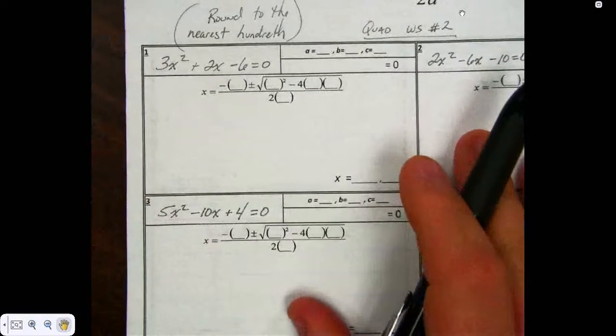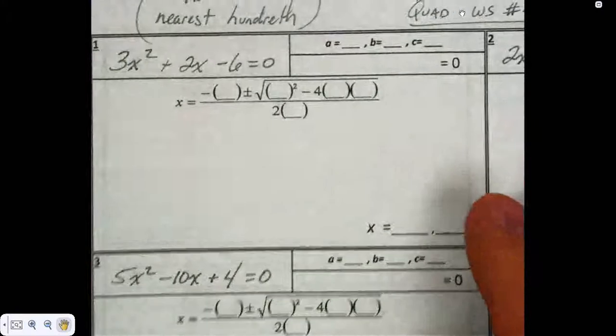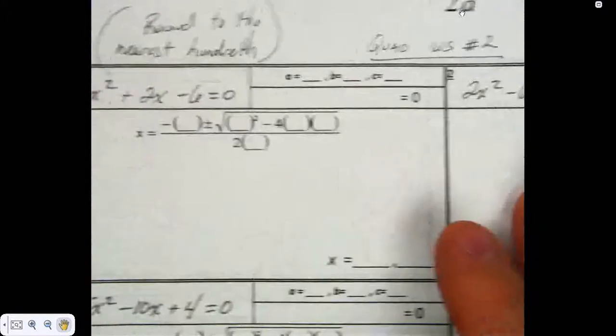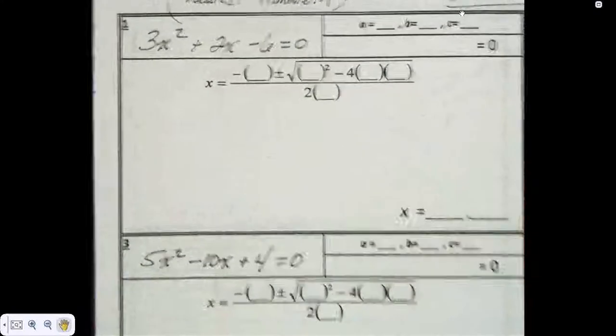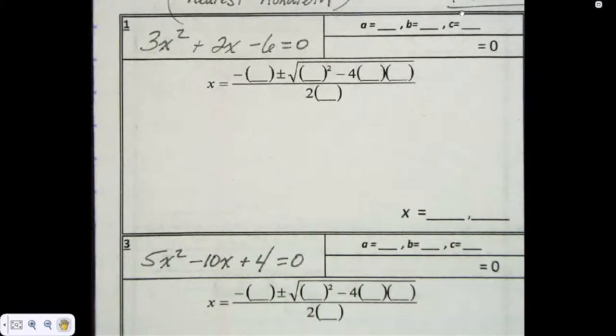Let's look at these. How about we start with number 1? Okay, first of all, it says quadratic formula, show steps and work. Round to the nearest hundredth. That should be your hint right there that on these, everybody do this with me, there's going to be decimals.